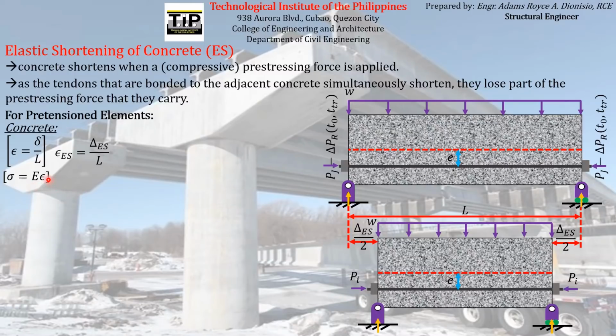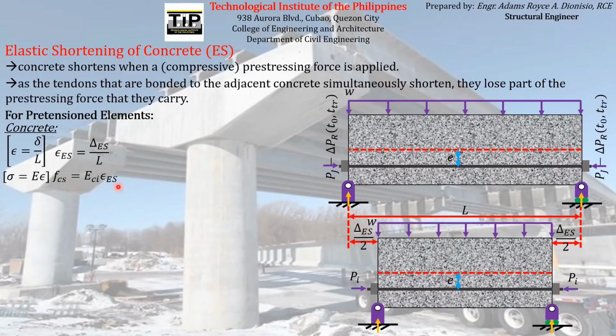satisfies the equation for Hooke's law, which states that the stress is proportional to the strain being experienced by the concrete, wherein the constant of proportionality is the modulus of elasticity E. So if we designate the stress being experienced by the concrete as FCS, the modulus of elasticity of the concrete as ECI, and the strain being experienced by the concrete as epsilon ES, we can have this equation.